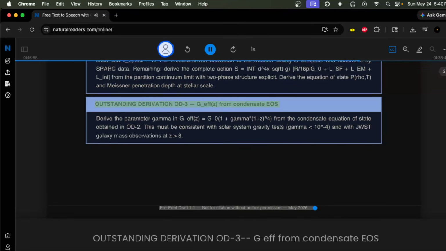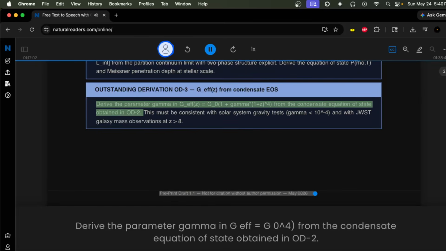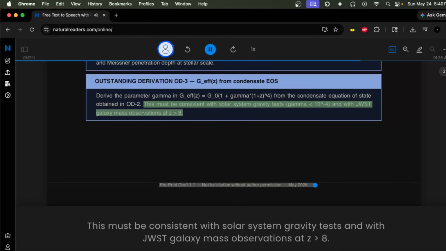Outstanding derivation OD3, GF from condensate EOS. Derive the parameter gamma in GF equals G0 to the power of 4, from the condensate equation of state obtained in OD2. This must be consistent with solar system gravity tests and with JWST galaxy mass observations at C greater than 8.